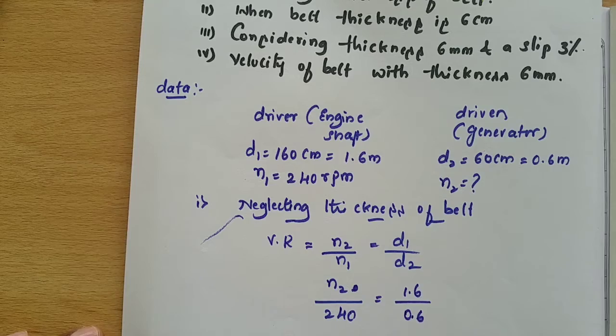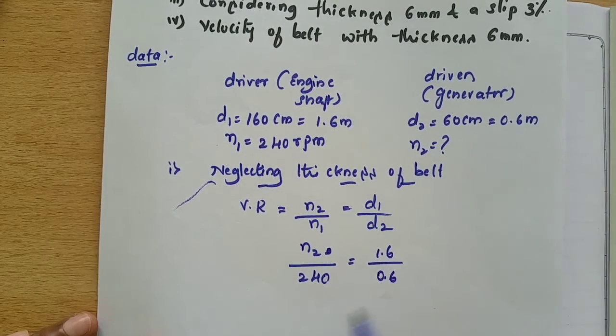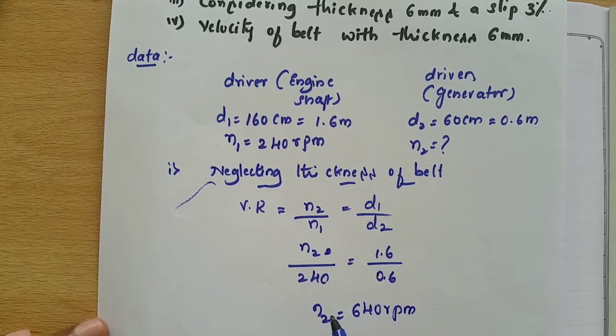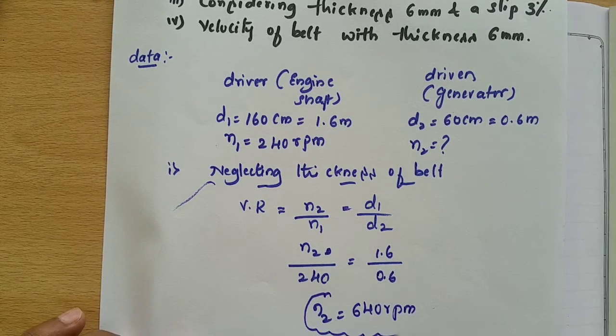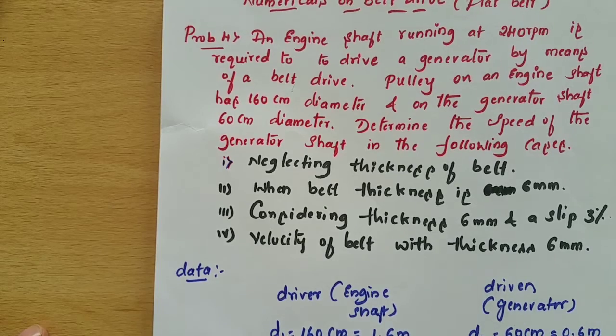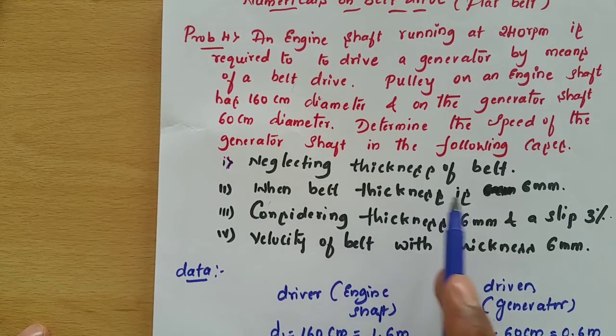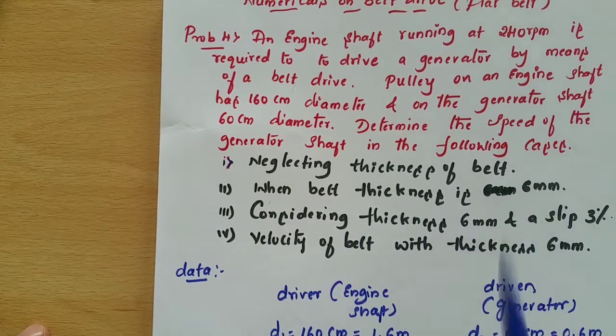Now we just cross multiply and simplify this. We are getting N2 equal to around 640 rpm. That is the speed of the driven member by neglecting the thickness of the belt. Now for the second case, we have to find the velocity ratio when the belt thickness of 6 mm is considered. So we will move on to the second one.